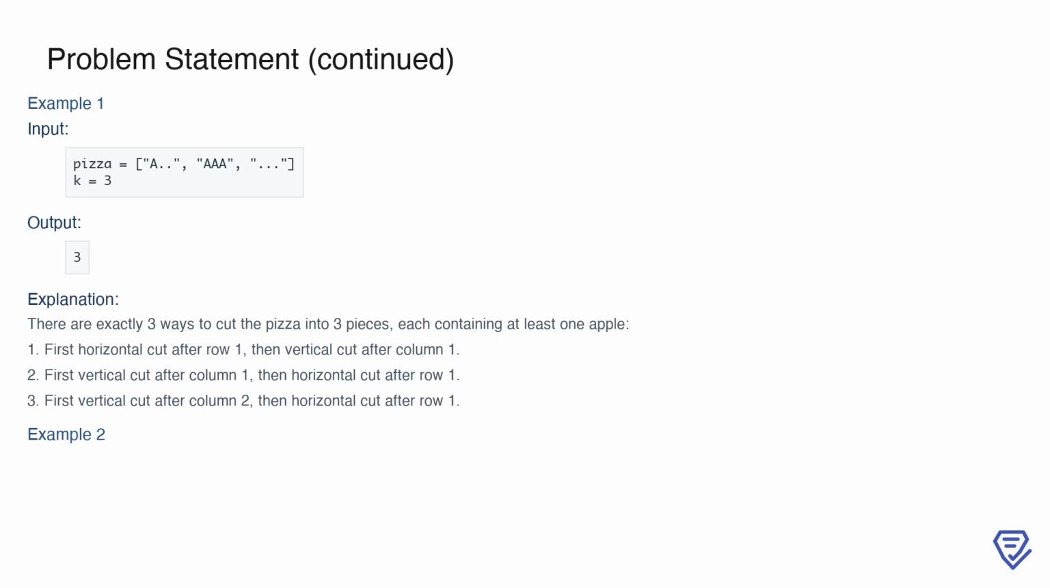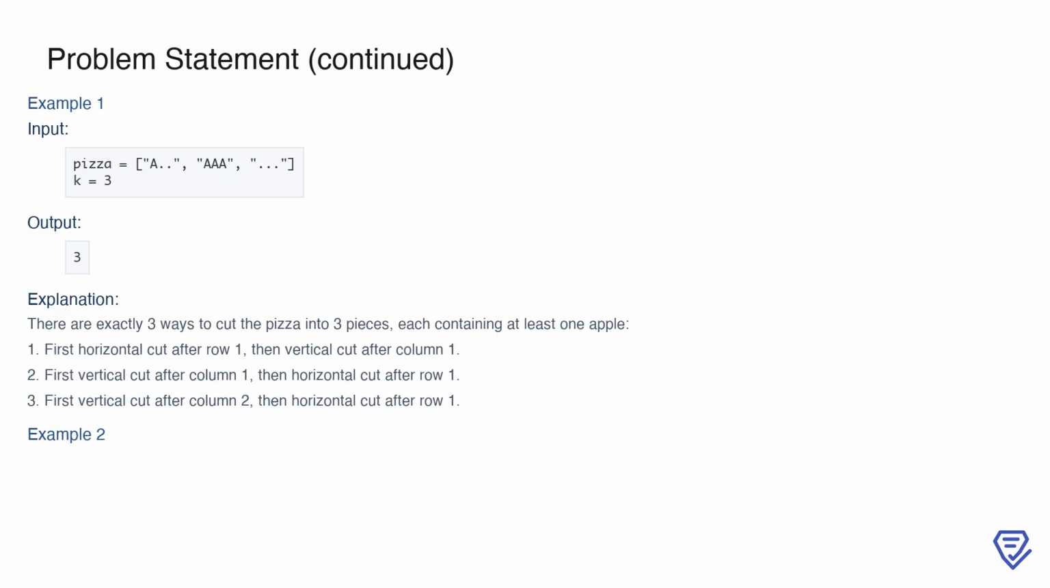Suppose the pizza grid is given as A.., AAA, and K is 3, meaning we need to divide the pizza into 3 pieces. The output for this example is 3, as there are exactly 3 ways to make the cuts. The first way is to make a horizontal cut after the first row and then a vertical cut after the first column. The second way is to start with a vertical cut after the first column and then make a horizontal cut after the first row.